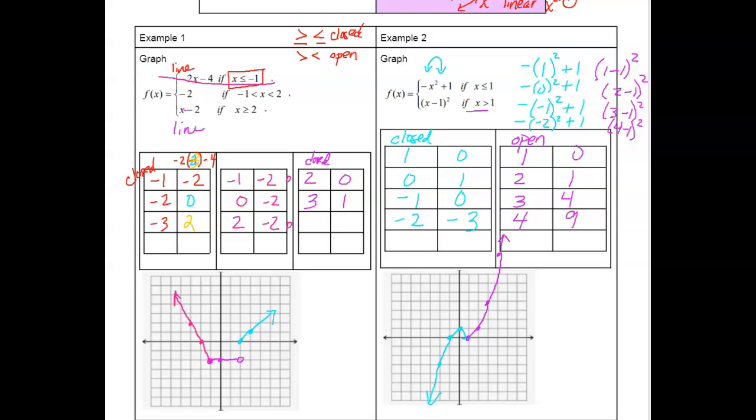All right. And so they do connect, but that's still considered a piecewise because we took 2 different equations, functions, and put them together. All right. So now I'm going to let you try your homework and see how you do.